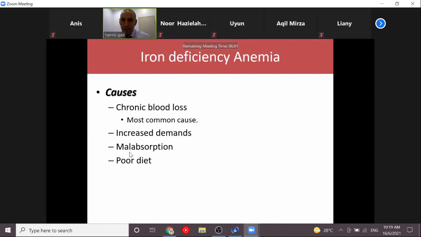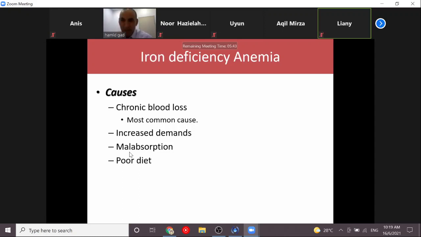Number two, increased demands. Increased demands means the patient needs more iron, but they didn't take it. Example of increased demands? Exercise. No.